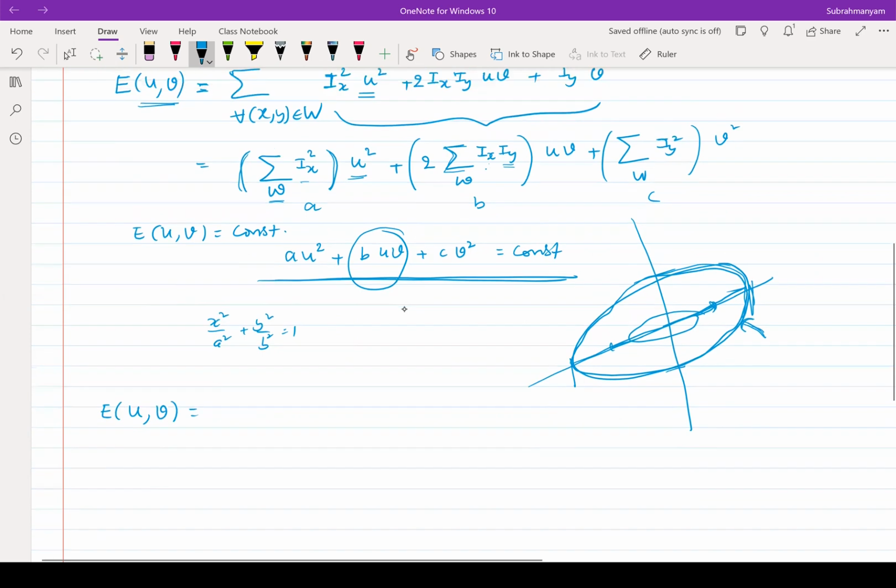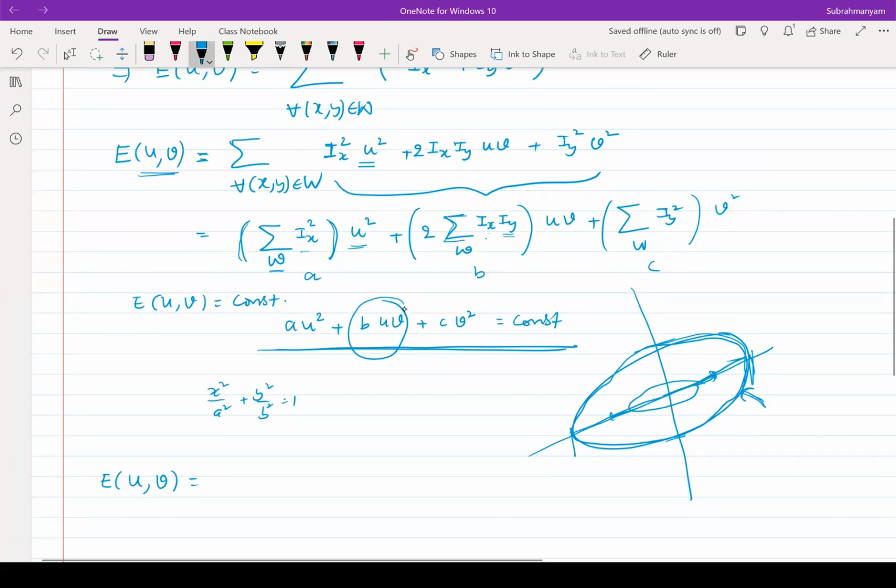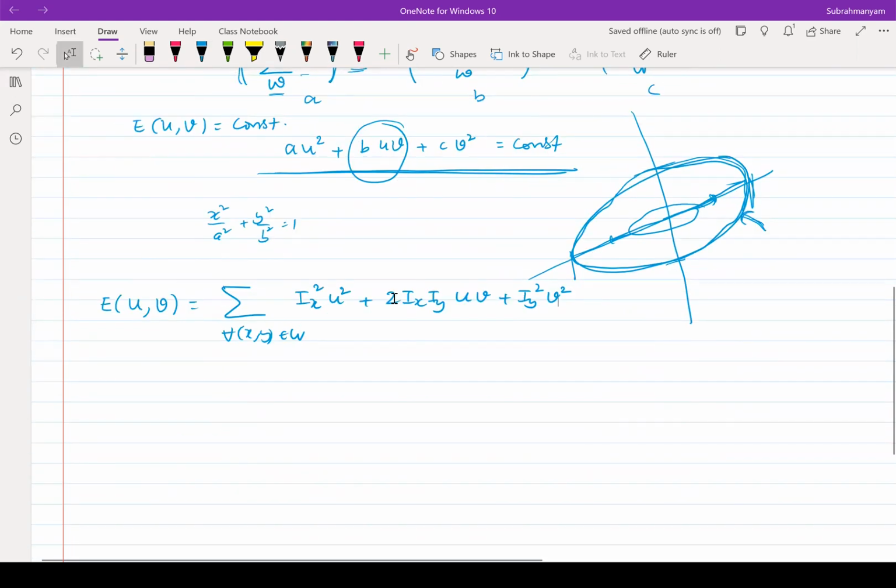Again, I am writing this equation now. What I am going to write here is, for all xy that belongs to W, Ix square u square plus 2 Ix Iy times uv plus Iy square v square. This is the equation. For now just see whether whatever I am writing is making sense or not, and why I am writing it like that will become clear shortly.